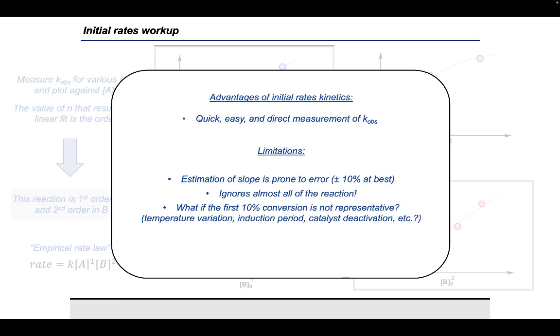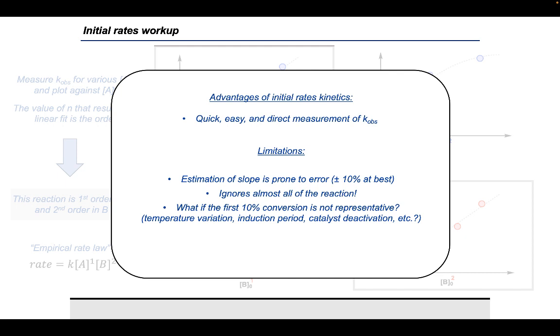Now, initial rates kinetics are clearly quite powerful means to define a rate law empirically, and that's for the reason that they're quick and easy to perform. There's not a lot of high-level mathematics that goes into thinking about this. It's sort of easy to draw conclusions about reaction mechanisms in a short amount of time.